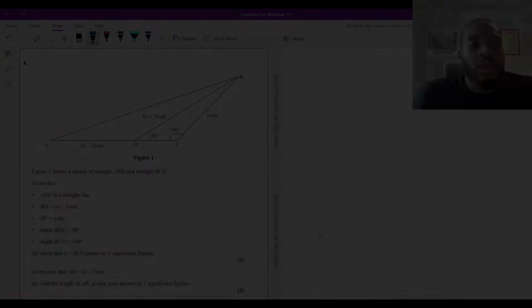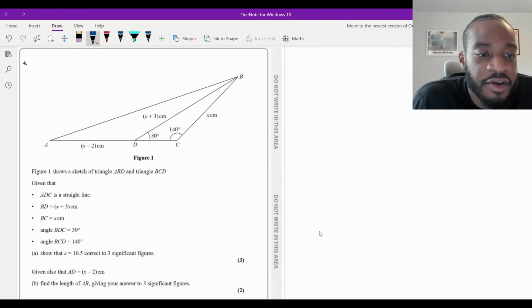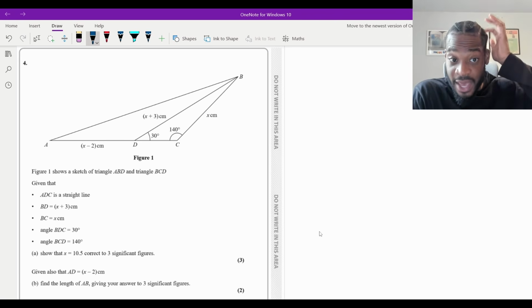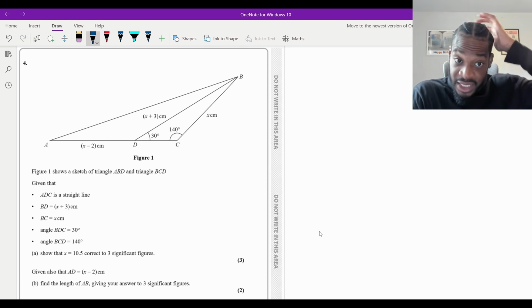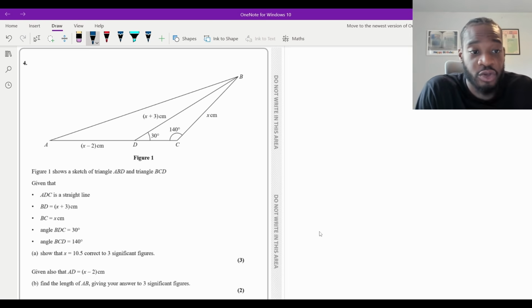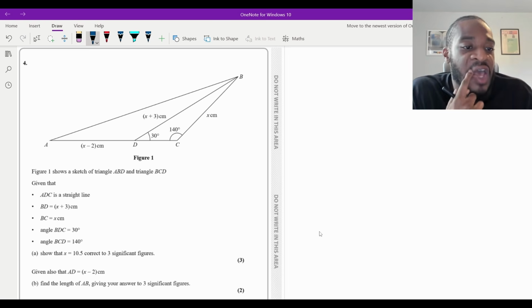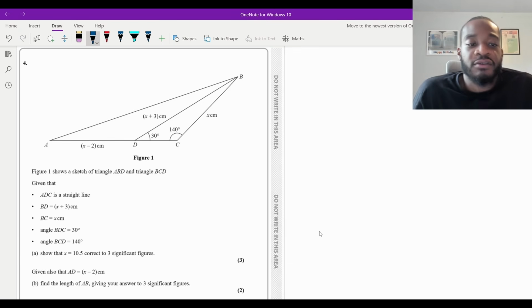Easy. Okay, so question 4 says, figure 1 shows a sketch of triangle ABD and triangle BCD. ADC is a straight line. Given that ADC is a straight line, BD is equal to x plus 3 centimeters, BC is equal to x centimeters, angle BDC is 30 degrees, angle BCD is 140 degrees. Part A says show that x is 10.5, correct to 3 significant figures, for 3 marks.